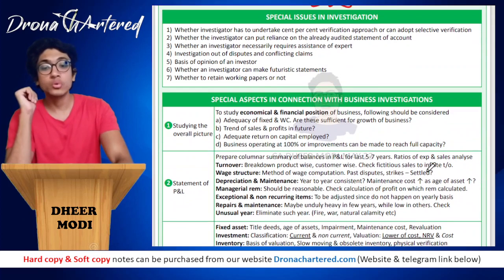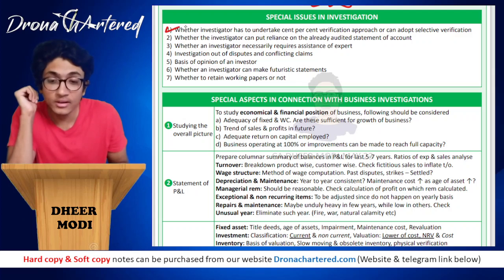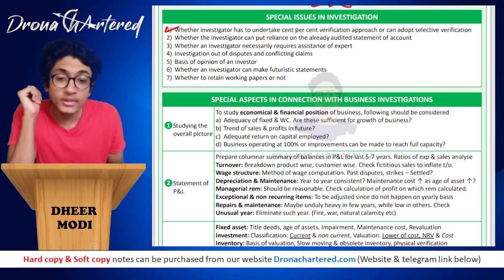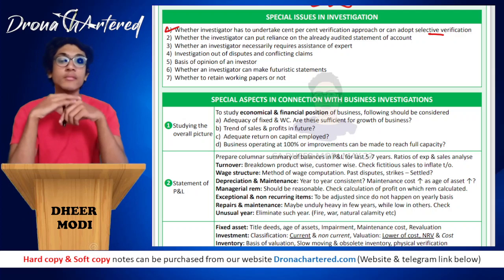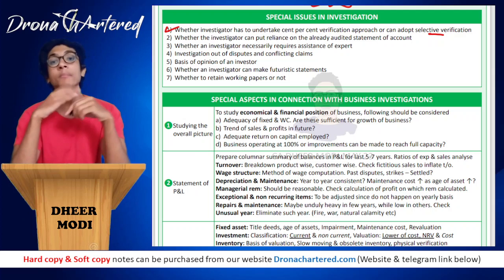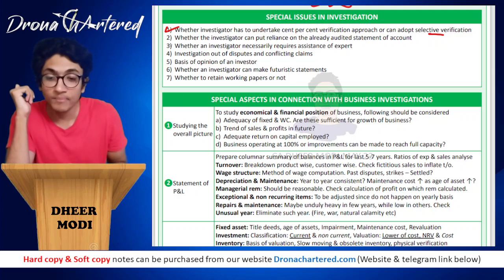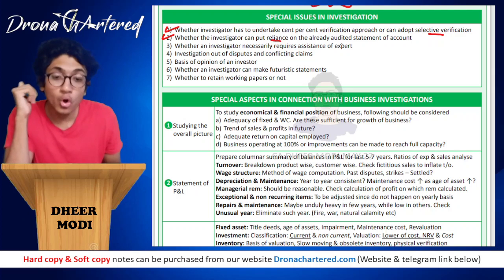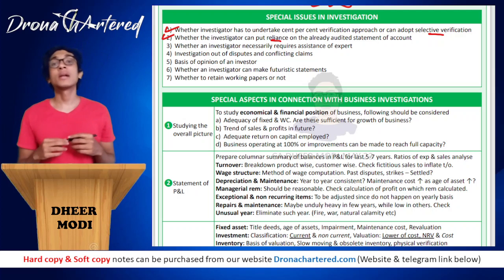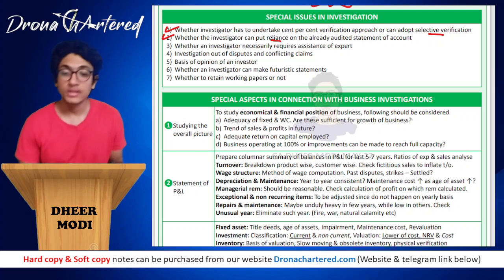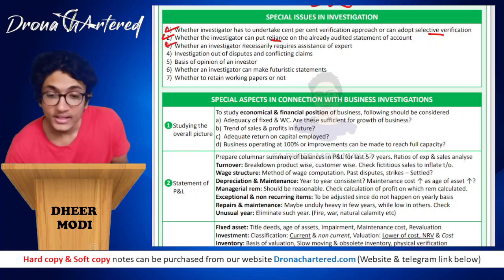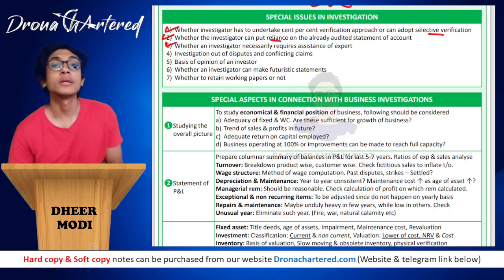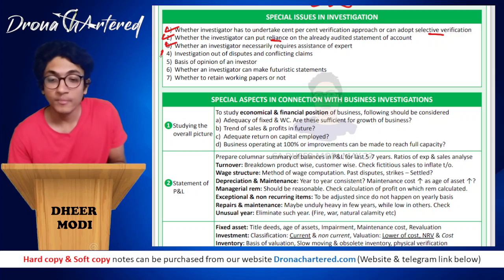Next is special issues in investigation. Whether the investigator has to undertake 100% verification, or can adopt selective verification. That means he will select some parts and only check those. Whether the investigator can put reliance on an already audited statement of account. Are those audited statements of account trustworthy or not? Next, whether an investigator necessarily requires the assistance of an expert. Is it necessary that he requires the help of any expert, or is his team enough?